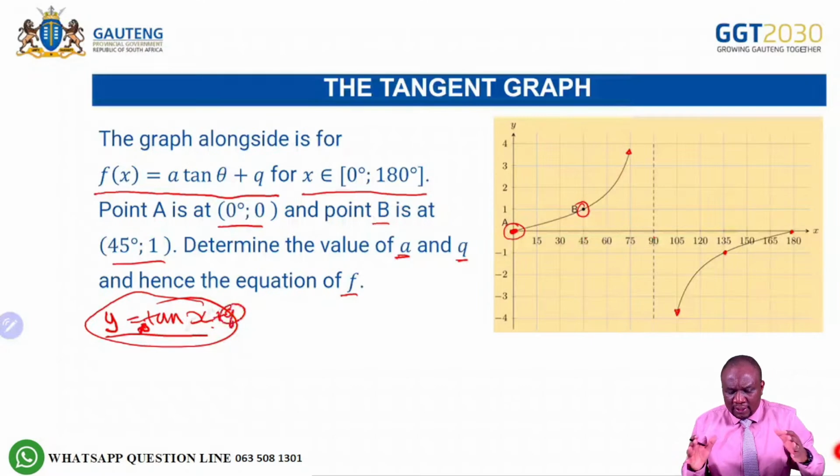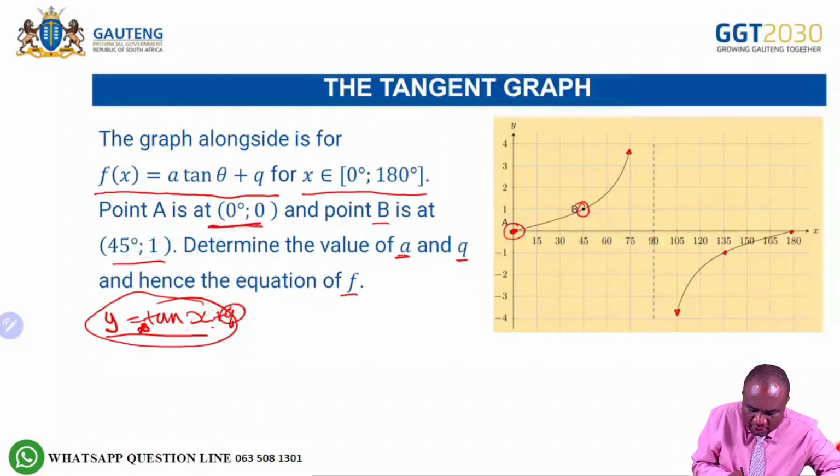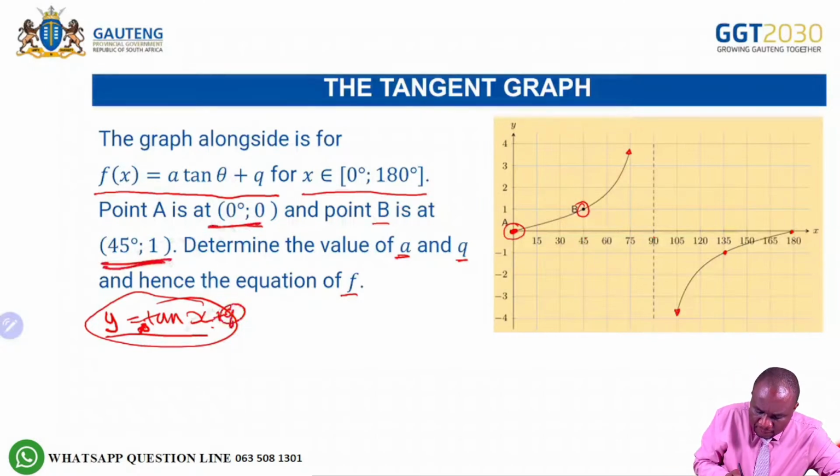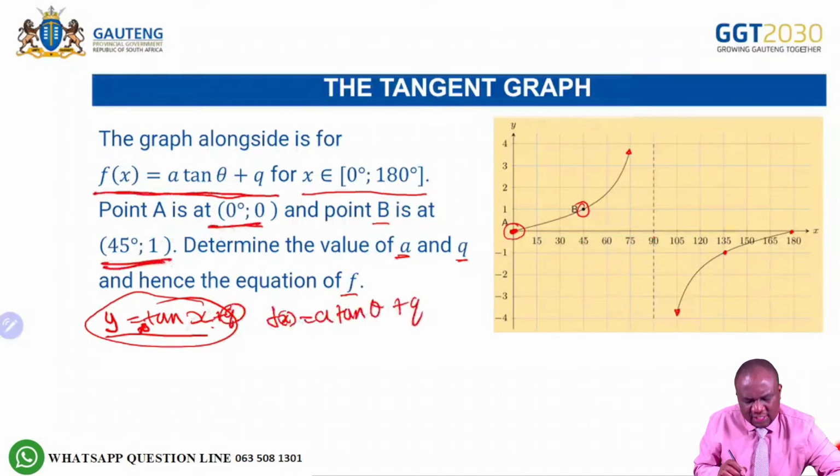Okay? Right. And then what else can we do? We can use the given points. Let's do that. Now we have our equation f of x is equal to a tan theta plus q. In this case, our theta is x. We're using x there. Right?